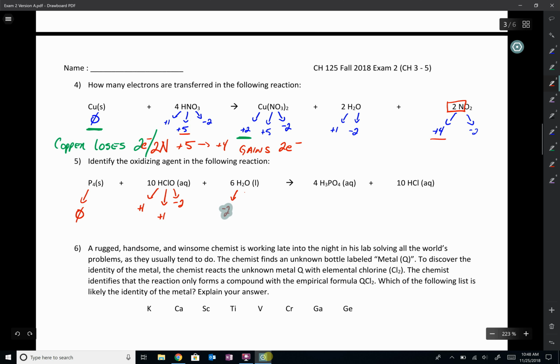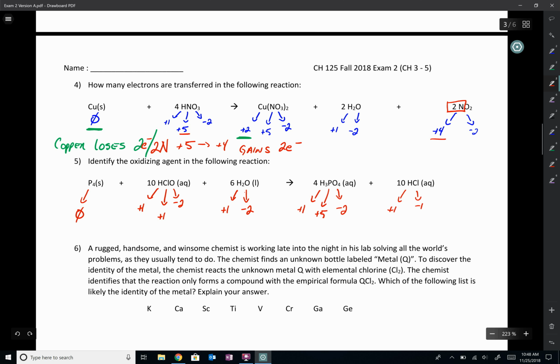Oops, sorry, I got a little ahead of myself. Oxygen's -2. Hydrogen's +1. Got it. Okay. Oxygen here -2. Hydrogen here +1. Phosphorus here +5. Chlorine -1. Hydrogen +1. Okay.